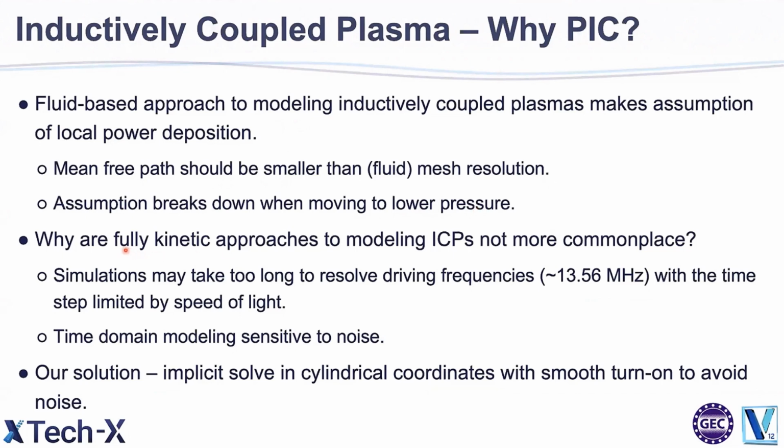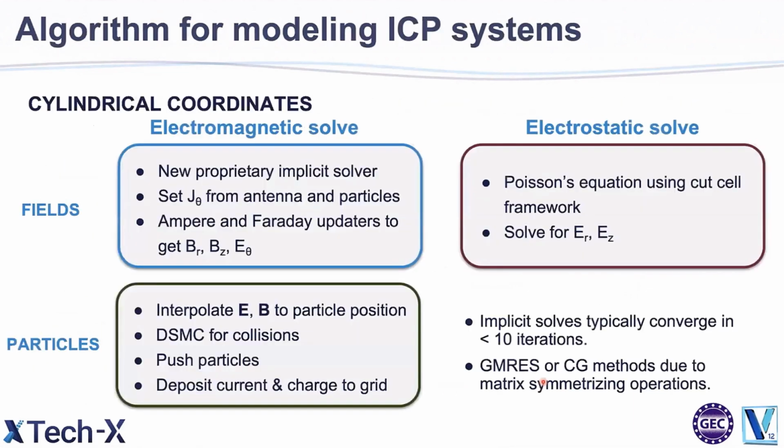So why are fully kinetic approaches to modeling ICPs not more commonplace? One, the driving frequency is pretty low, meaning that you need to take a lot of time steps to resolve the speed of light on the mesh. And also time domain modeling is sensitive to noise, which is another reason. So our solution to this is to use our new implicit solve in cylindrical coordinates and have a smooth turn-on to avoid the noise.